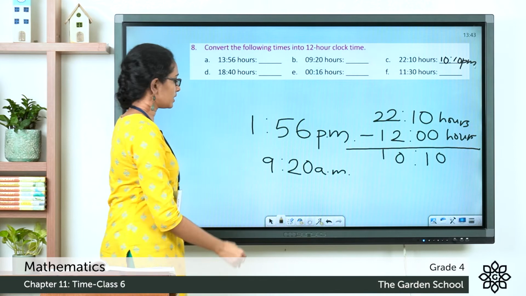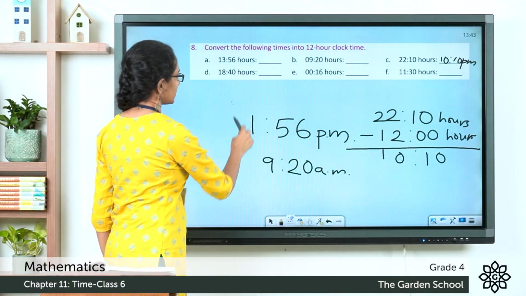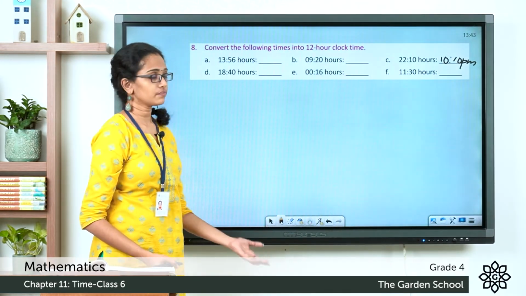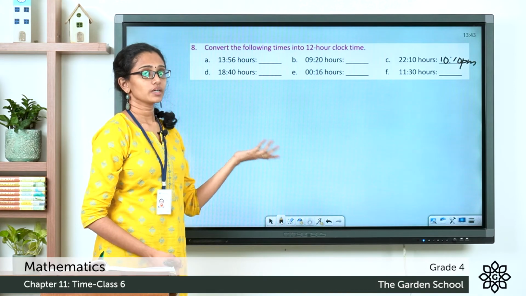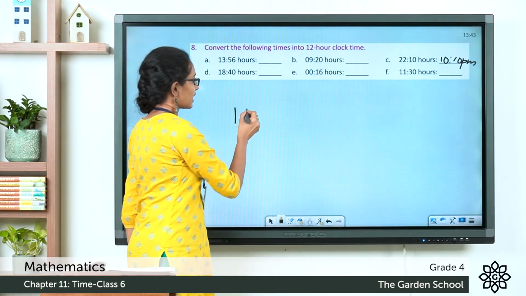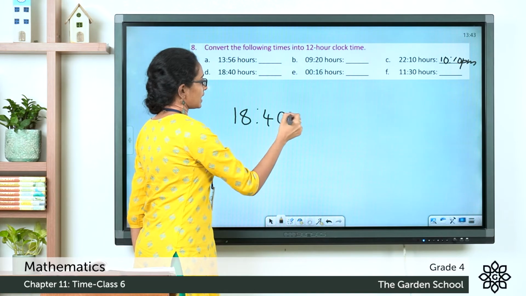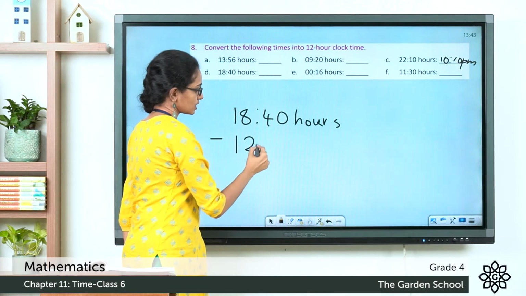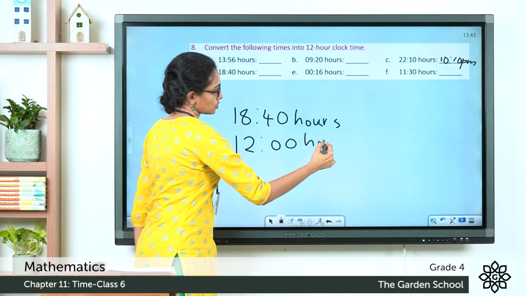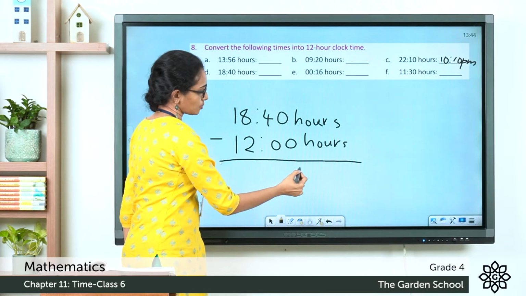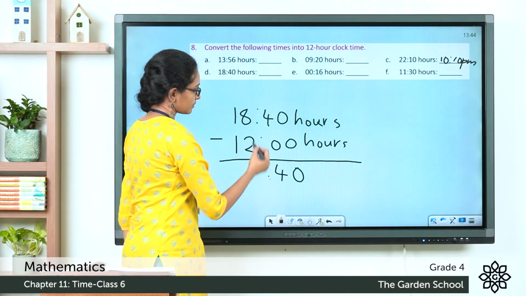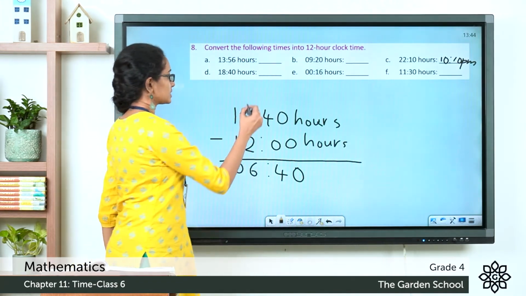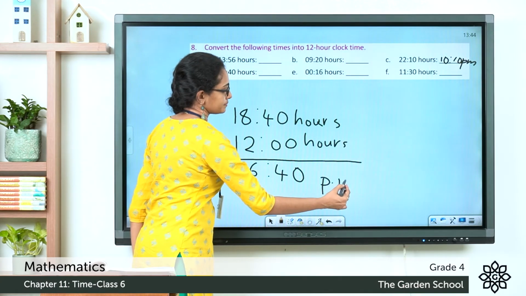Now let's see the next one. Question D, 18:40 hours. 18 is more than 12, which means it is in the afternoon or in the evening. And how do you change that 18 to a 12-hour clock system? Just subtract 12 hours from 18:40 hours. So that will give us 6:40, and the equivalent time here is 6:40 p.m.